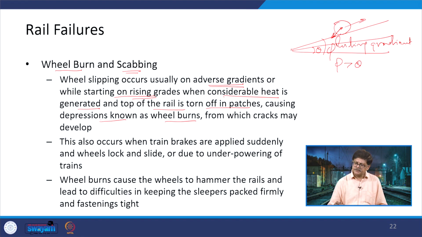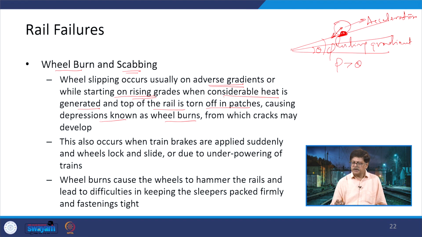So, at this particular position, because it is in a brake condition and now you are getting acceleration here, a lot of pressure is going to be generated, and you will find that there is a rise in the temperature at this particular location, and because of this rise in temperature there will be the burning of the rail head.